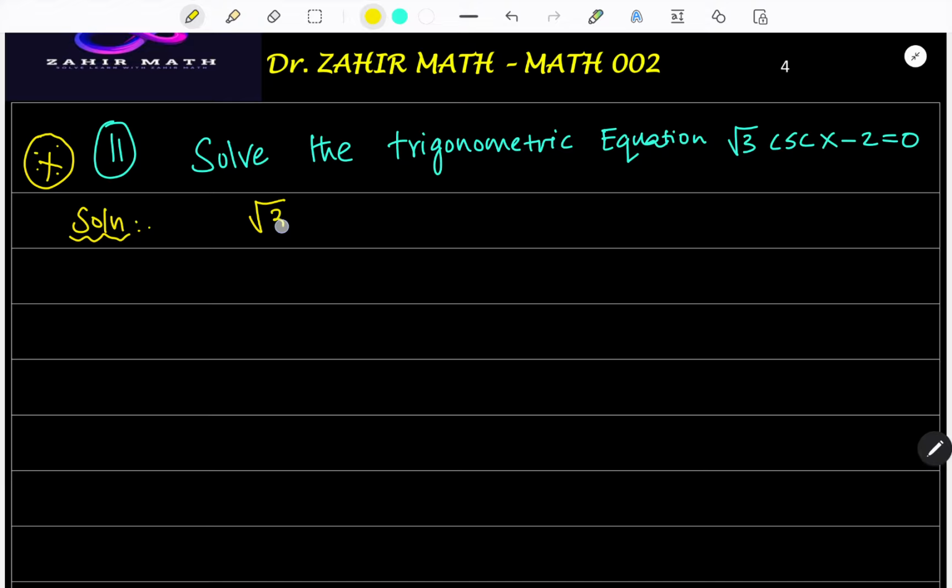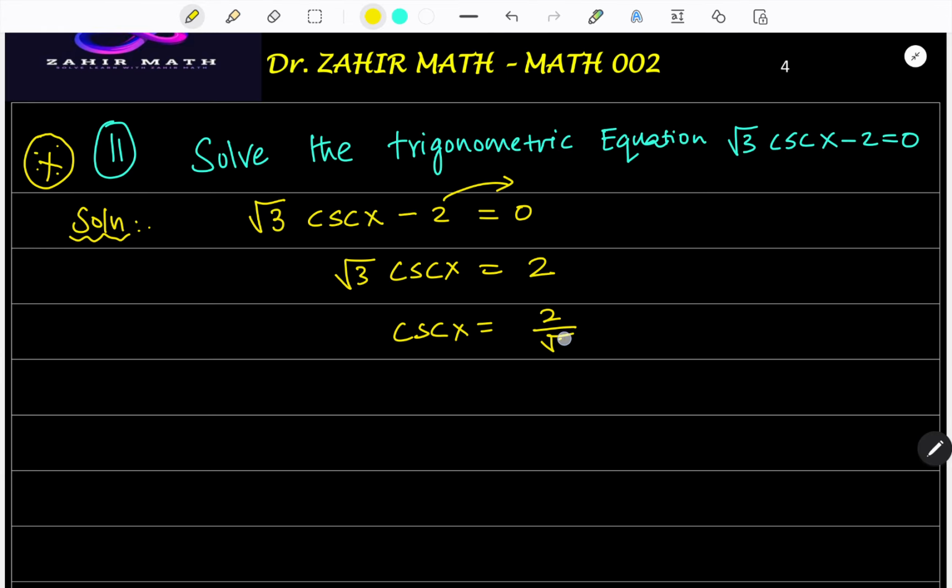Root 3 cosecant x minus 2 equal to 0. So root 3 cosecant x is equal to, this minus 2 goes to that side, which is plus 2. So cosecant x is equal to 2 over square root of 3. Or you can say another thing also, divide by square root of 3 on both sides. So cosecant x is equal to 2 divided by root 3.